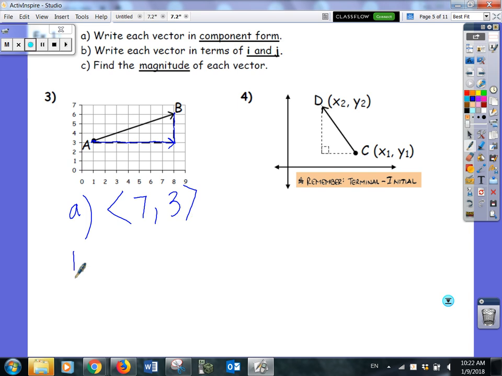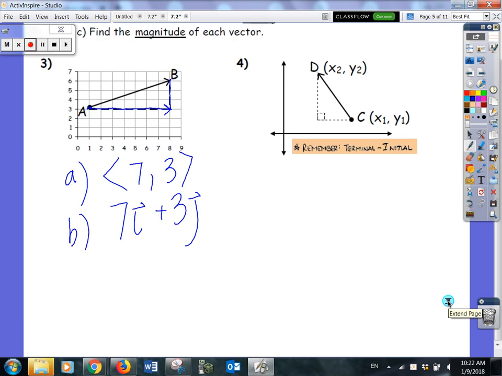And then in terms of i and j, 7i with the symbol plus 3j. Don't forget your symbol. There are lots of little bitty picky things that you can get a lot of points wrong on this, so be careful and make sure you're doing all those little things correct, because it can add up quickly. And then letter C, the square root of 7 squared, which is 49, plus 3 squared, which is 9. So we get the square root of 58.